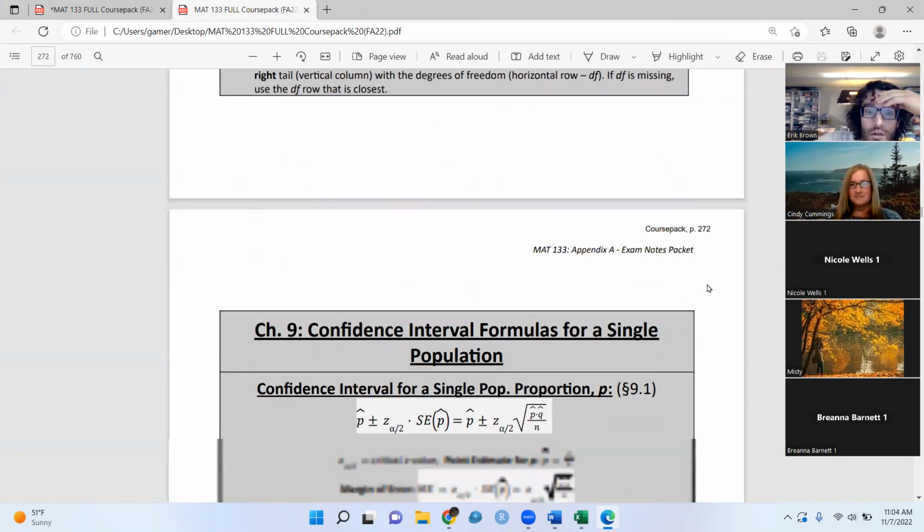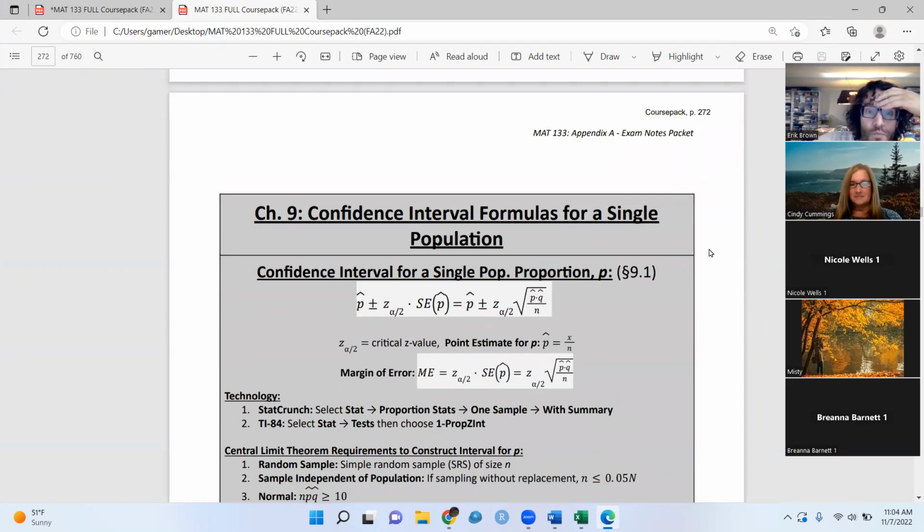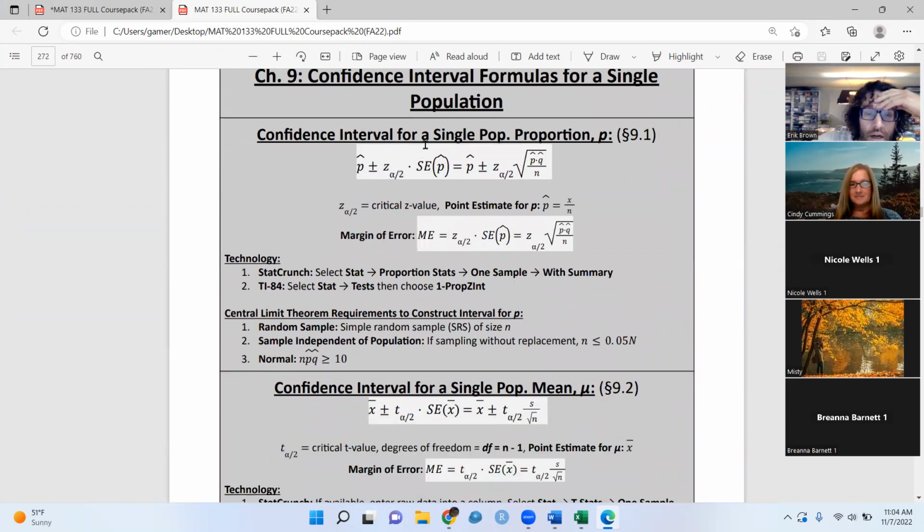So we're talking about page 272. And there are confidence intervals for single population proportions, which that symbol is P. And remember, the sample proportion is P hat. If you've forgotten it, the formula for that is X over N. And remember, X is the thing of interest. Really, we define that as success. And N is the sample size. So the number of objects in the sample. Okay, so this is the thing to keep track of.